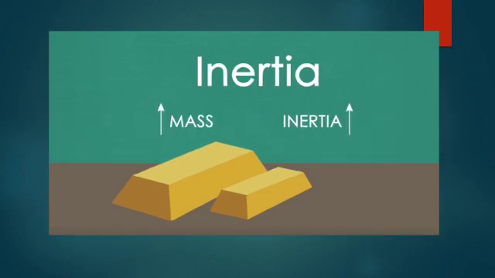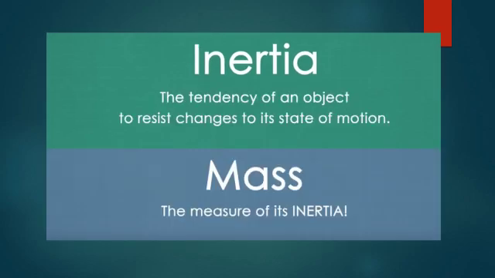So here, as the mass increases, the inertia also increases. That is, the resistance to change its position will be increasing. So we can say that inertia depends upon the mass of the object. Light objects have less inertia. Heavier objects have greater inertia.